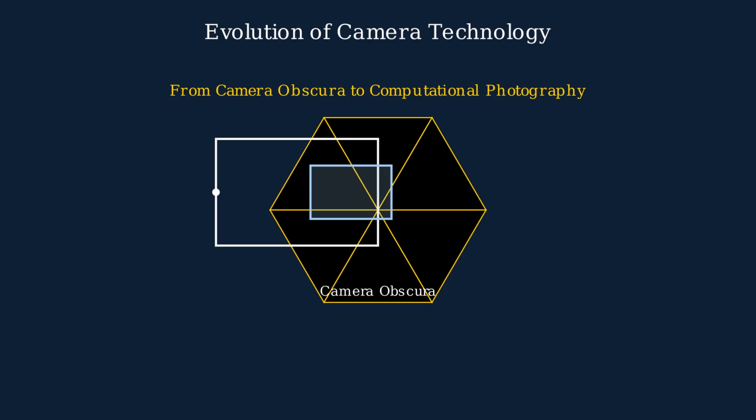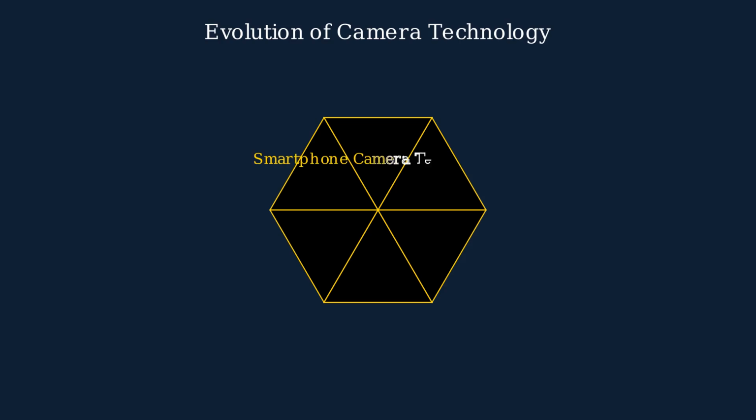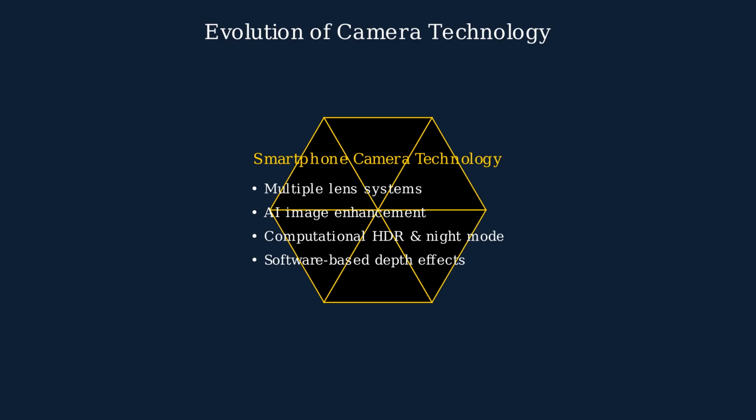Light passes through an opening, projects an image, and that image is recorded. Modern computational photography adds layers of technology, multiple lenses, sensors, and artificial intelligence that processes the image data to overcome physical limitations. Today's smartphone cameras are marvels of miniaturization. They use multiple lens systems and AI to compensate for their small size.